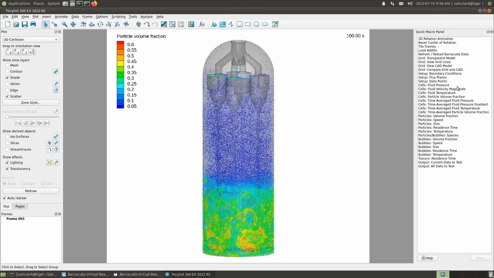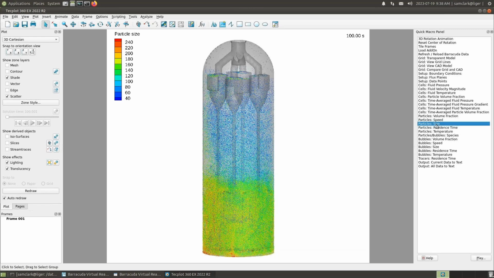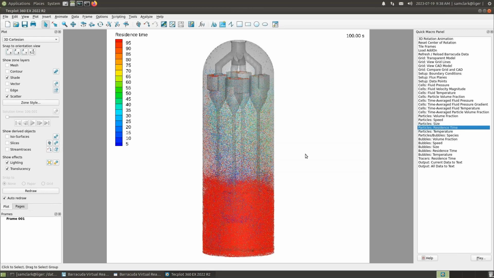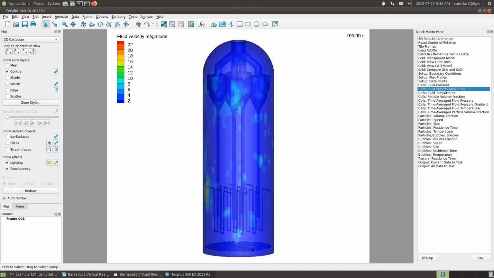And this is another area where these quick macros on the side are really handy. So we can look at the particles by speed, we can look at the particles by size, particles by residence time, right? There's all these default views that are really easy to access. We also have similar things for the cells. So we can look at the cells by pressure, cells by velocity, and so forth. So a lot of flexibility built in there.